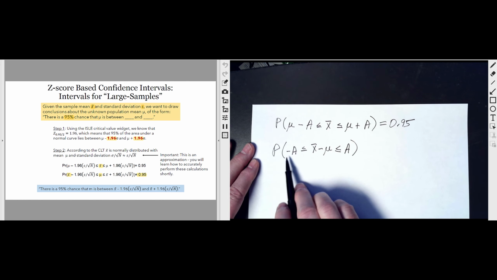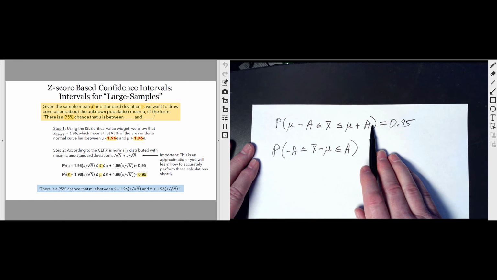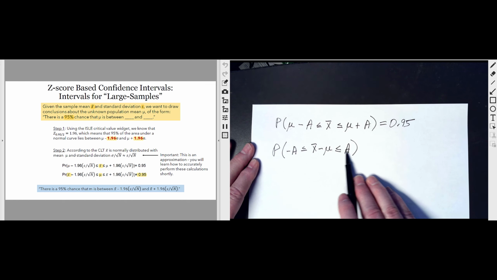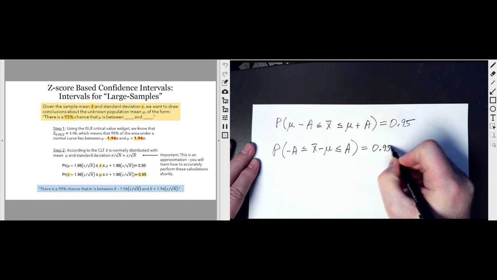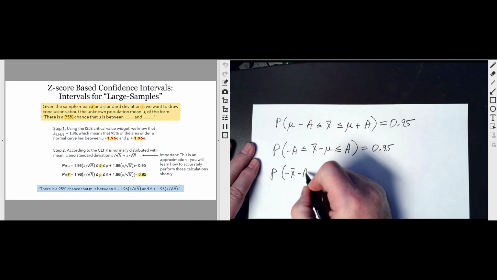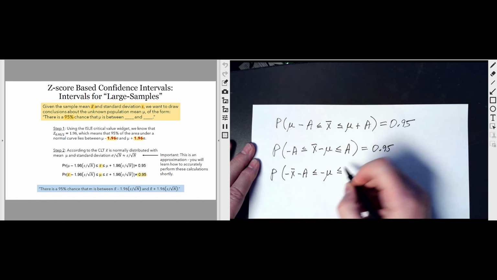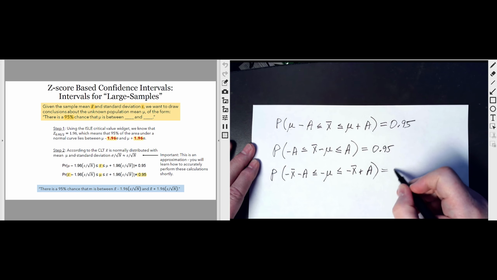All we've done here is to subtract mu from all three sides. If we subtract the same value from all three parts of this expression, then minus a is less than or equal to x minus mu, which in turn is less than or equal to a. So that's also going to be 0.95. Well, next step is let's just subtract x bar. So minus x bar minus a is less than or equal to minus mu, which is less than or equal to minus x bar plus a. That's equal to 0.95.